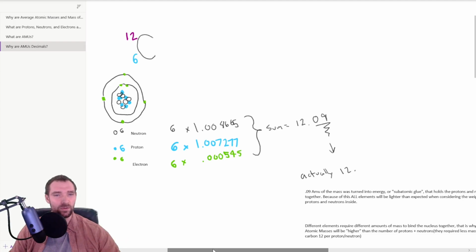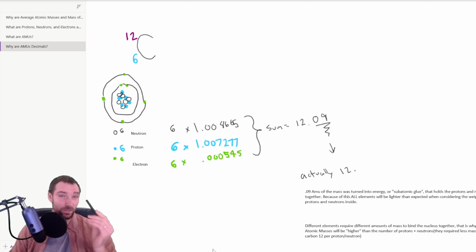If you actually weighed an individual proton, which we can do because protons freely float around all the time, and compare it to what we've defined as an AMU, it weighs 1.007277 AMUs. And if you also weigh out a neutron and an electron, you can see their weights. If you multiply those each by 6 and add them up together, you get 12.09, which is very strange.